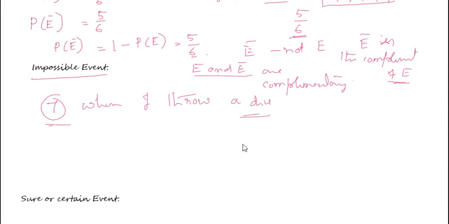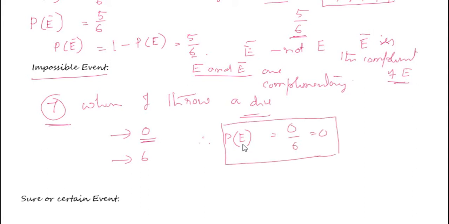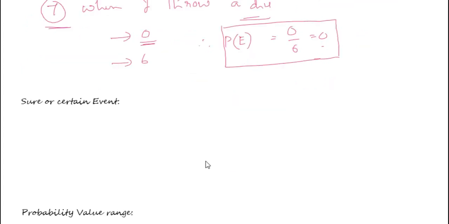The event here is the possibility of getting 7 when I throw a die. Seven is not there in the die at all. So we cannot get 7 at all. So the favorable outcomes is always 0. Total outcome here is 6. Therefore P(E), the theoretical probability, is 0 divided by 6. It is 0. Such an event where the probability is always 0 is known as an impossible event.